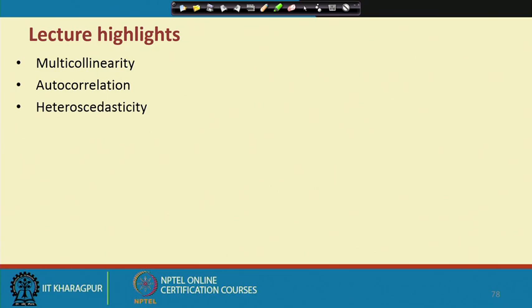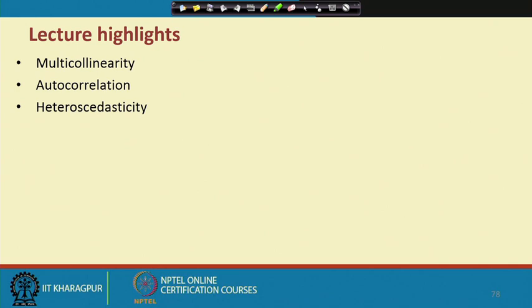So, what is required actually? We have to first address all these problems. You have to check thoroughly and ensure that the model is free from multicollinearity, autocorrelation and heteroscedasticity before you go for the prediction. So, what exactly are multicollinearity, autocorrelation and heteroscedasticity, how to detect them and how to solve them? These are the discussions we can cover today.